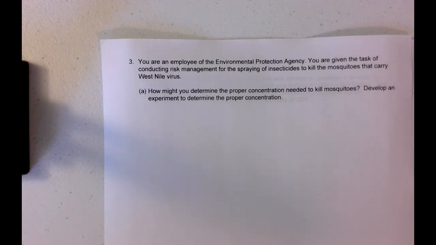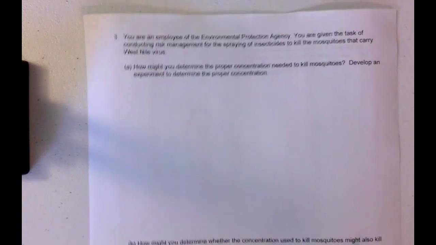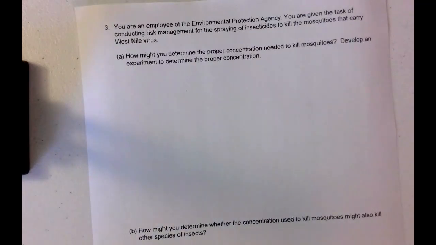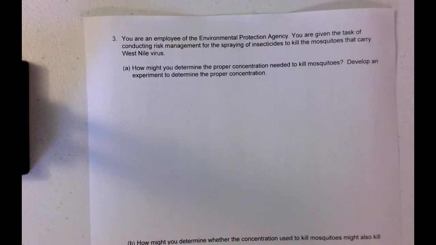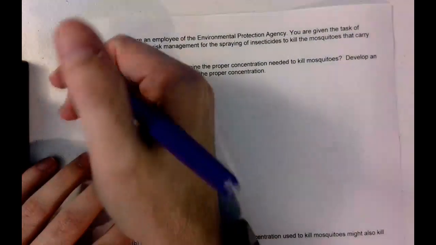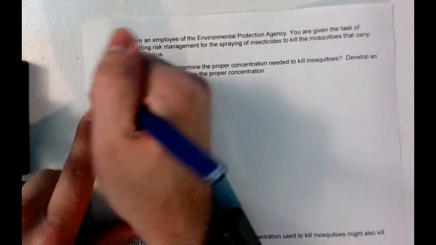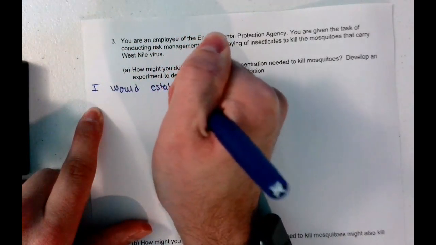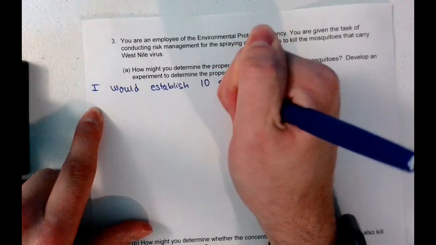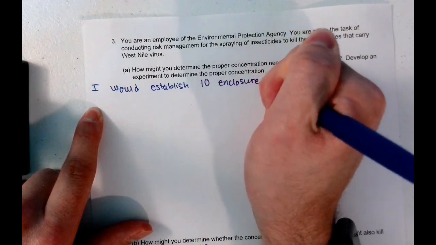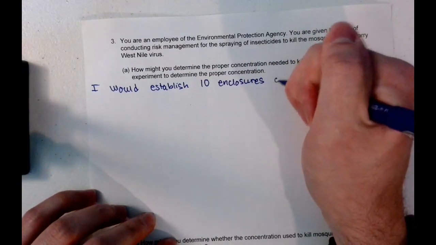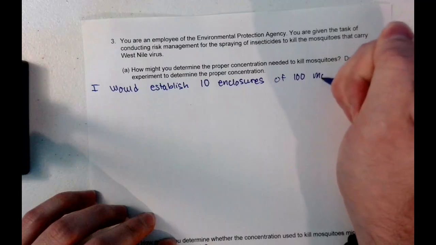You have to set up an experiment, and I extended mine so that I could write more. You can always type yours in. Okay, so it says, how might you determine the proper concentration needed to kill mosquitoes? Develop an experiment to determine the proper concentration. So I'm going to say I would establish 10 enclosures of 100 mosquitoes.